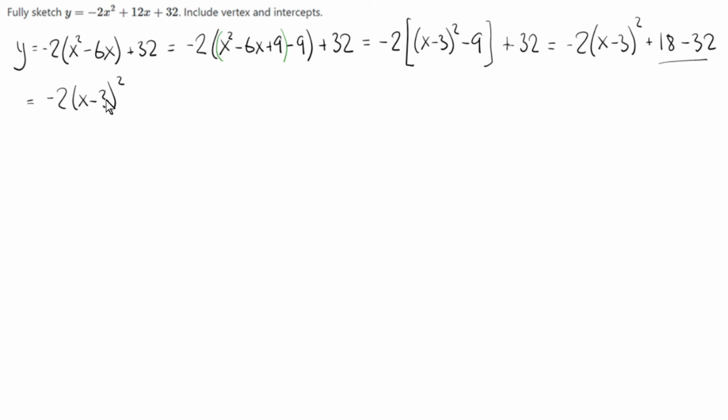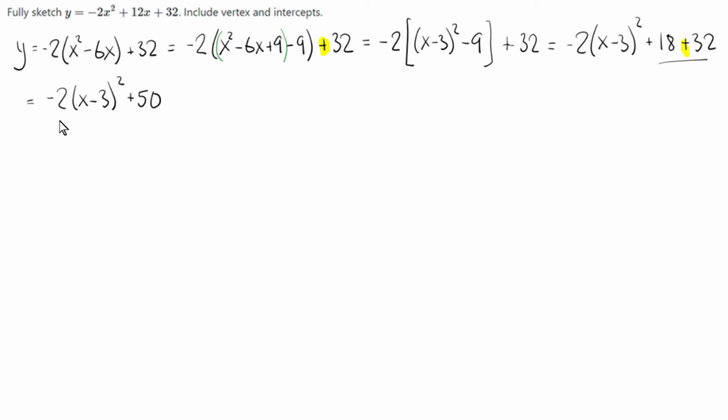18 plus 32 is 50. Sorry, 18 minus 32. Hold on. No, it should be plus. My bad. It's been plus the whole time. So 18 plus 32 is 50. So at this point, we have this quadratic equation in vertex form.